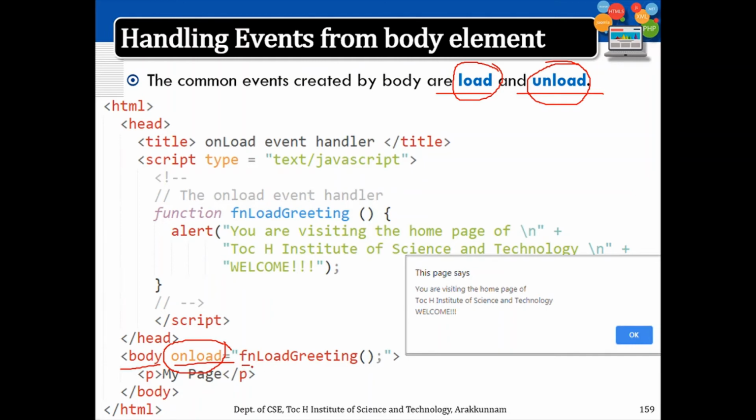I have a function fnLoadGreeting. This function is invoked whenever the body is loaded. Suppose you have a web page and whenever it is loaded you want to display some particular greeting to the user, you can use this kind of onload method. And this is the script part. I have a function loadGreeting with an alert: "You are visiting the home page of Toc H Institute of Science and Technology. Welcome." This alert is activated on the loading of the body of the HTML.